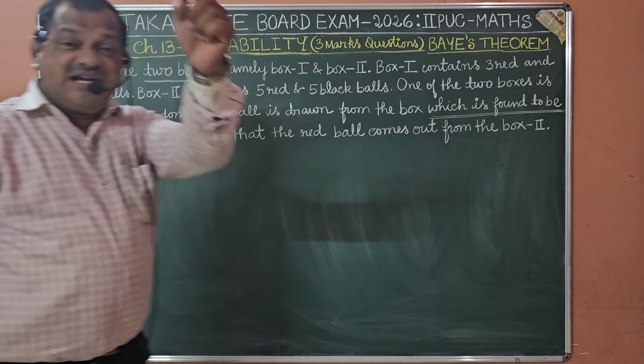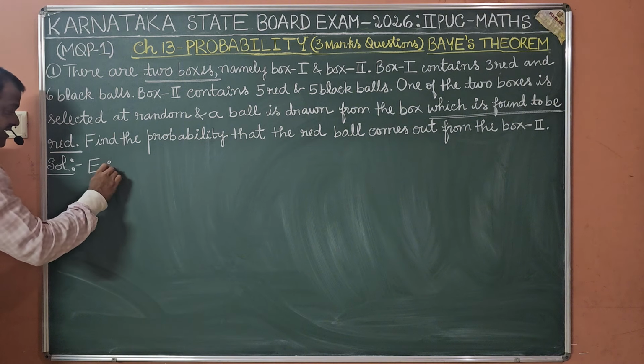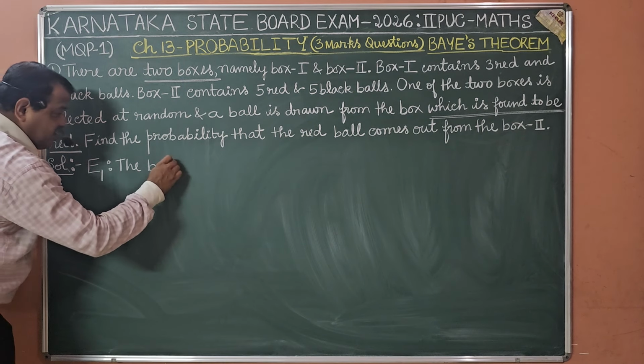Therefore, first I will begin like this. Let E1 be the event that box 1 is selected. Therefore, what is P of E1? I mean, the probability of occurrence of event E1. How many boxes are there? 2 boxes. That 2 in the denominator. How many boxes do we select? 1. So 1 by 2.